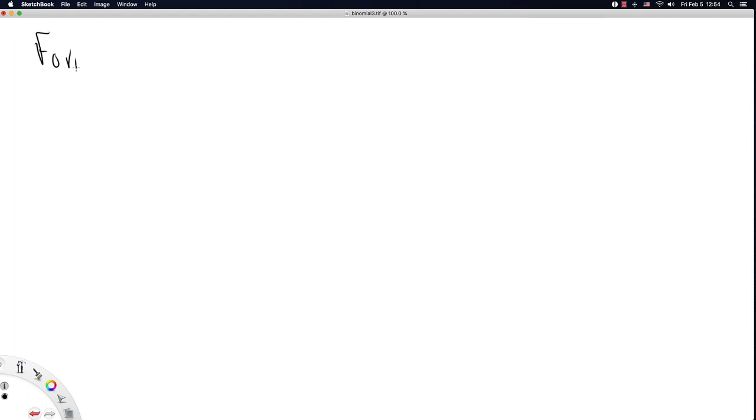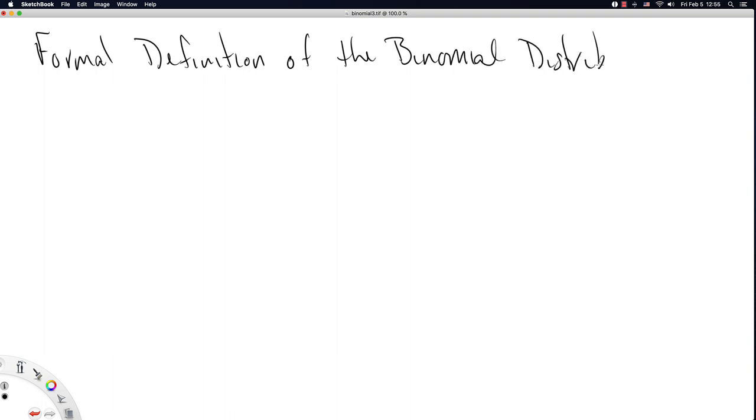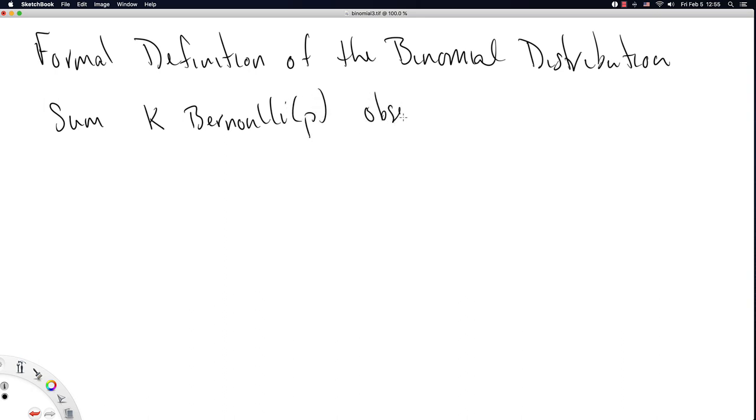Let's try a more formal definition of the binomial distribution. Sum, capital K, Bernoulli with P, observations. Okay, it's almost too short to be helpful, but in fact, that is the more formal definition of a binomial distribution. The binomial is the sum of some number, I'm just going to call that number capital K, Bernoulli with probability P, observations. So each Bernoulli has the same probability, and you're going to sum up K of those Bernoulli observations.